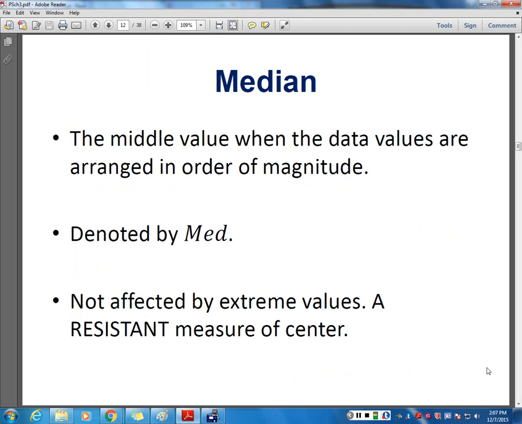The good news is we have other measures of center that are resistant. One of those is the median. The median is the middle value when the data values are arranged in order of magnitude, in other words, listed from least to greatest or greatest to least. It's denoted by MED. The median is not affected by extreme values. It is a resistant measure of center. It does not get pulled around. It's much harder to pull it around than the mean.